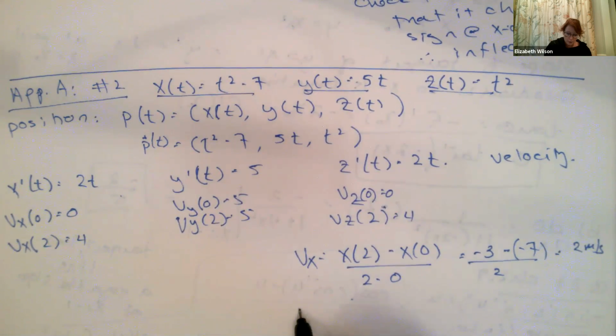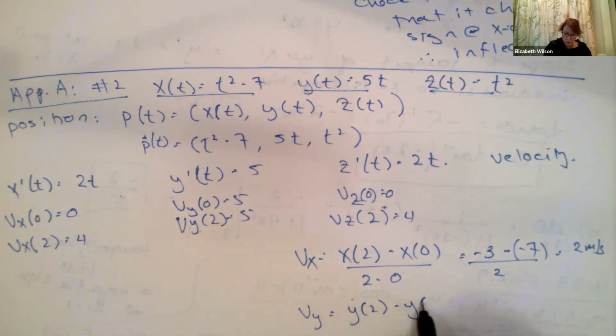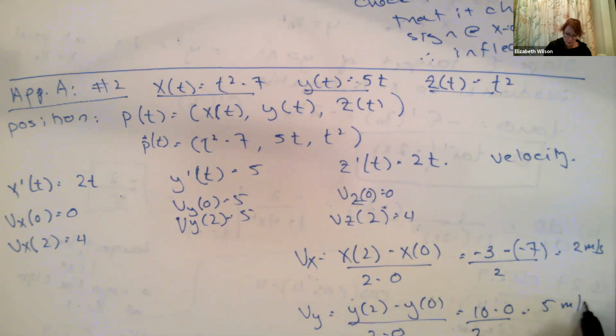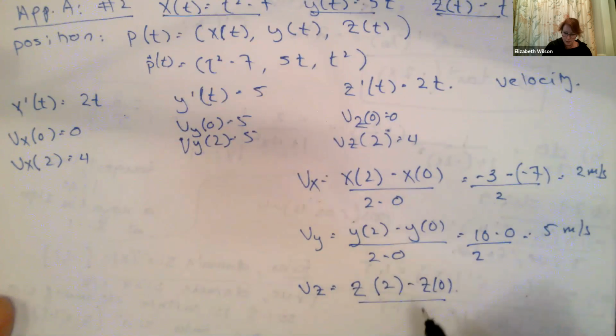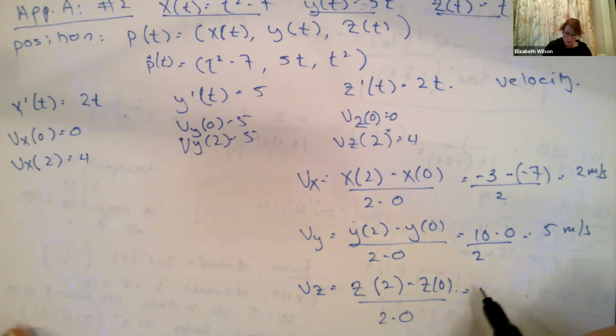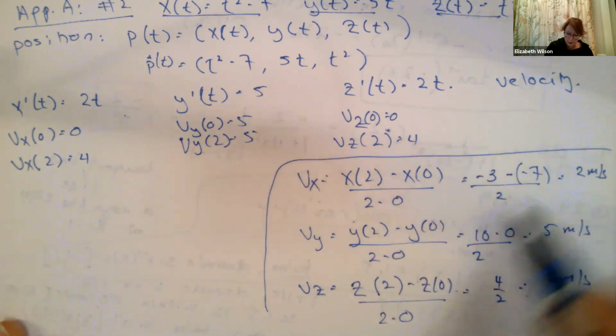Okay, and then b of y. I'm going to do the same thing. So this is y of 2 minus y of 0, 2 minus 0. So I plug these in. We have z of 2 minus z of 0, 2 minus 0. This was 4 over 2. Okay, so to calculate our velocity.